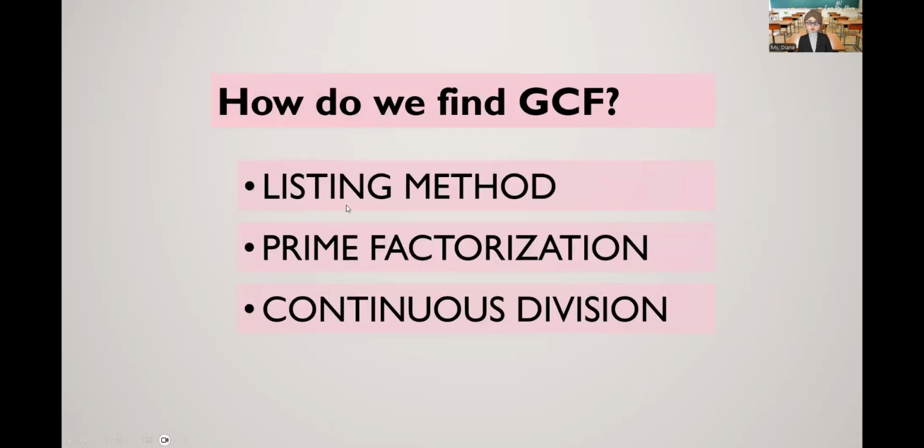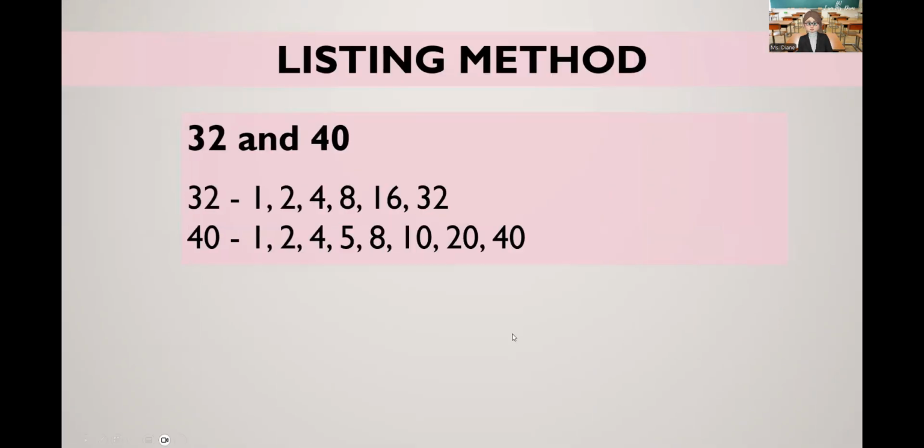Okay, how do we find the GCF? So we have three methods. We have the listing method, the prime factorization, and the continuous division. For the listing method, we have to list all the factors of a certain number. For example, what are the factors of 32? So we listed here 1, 2, 4, 8, 16, and 32.